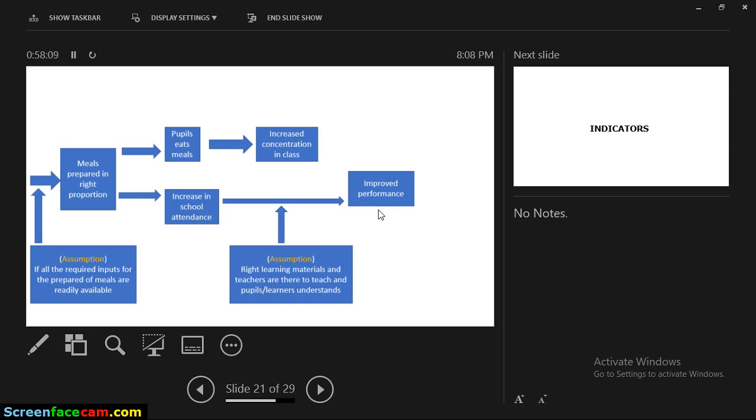It doesn't matter how we put it, provided it shows how this is happening. So that's what we said. It proposes the steps that are necessary for a desired change to come. So this is how it's supposed to come together. Then if you are doing it in narration, you can just say, if all the required inputs are available, then news will be prepared in right proportion. If news are prepared in right proportions, then pupils will eat meals, and so on and so forth. If pupils eat meals, then it will lead to increased concentration. So you're just using if and then, if and then, if and then. That's how the theory of change is supposed to be developed, and it is mandatory.